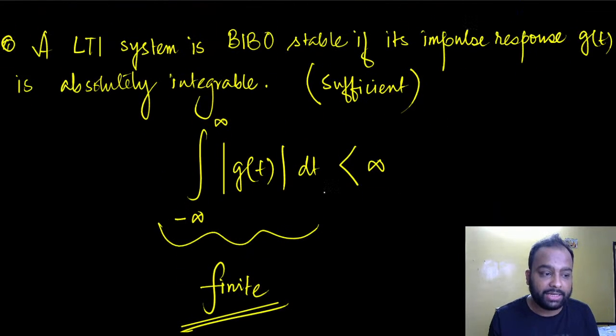So in other terms, if the impulse response is absolutely integrable, then for any bounded input to the system, the output is also going to be bounded. Okay? So if you have a system whose impulse response is absolutely integrable, then you can feed any bounded input to the system, and the output is also going to be bounded, because this is the sufficient condition for BIBO stability, and the definition of BIBO stability tells you that, right?